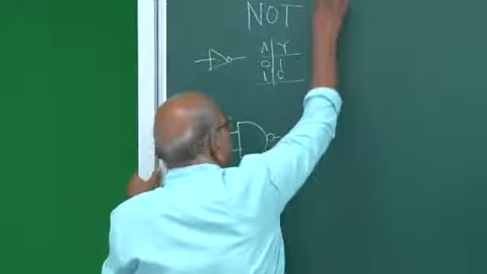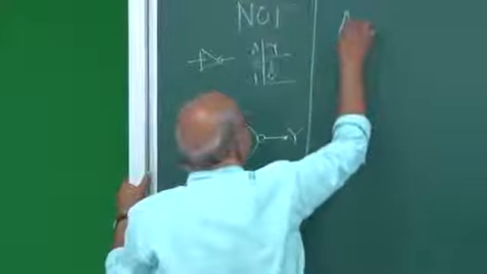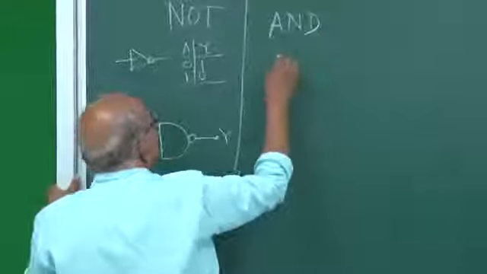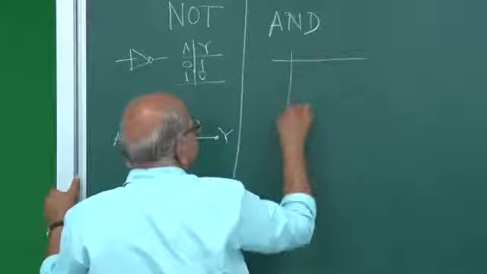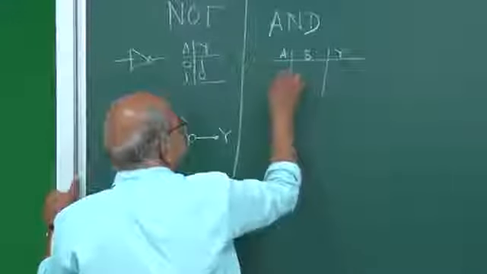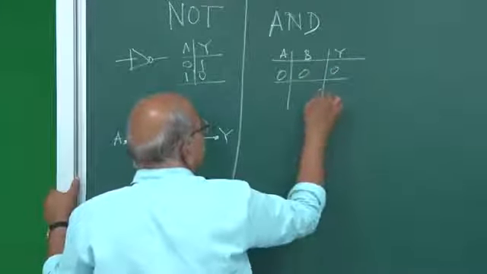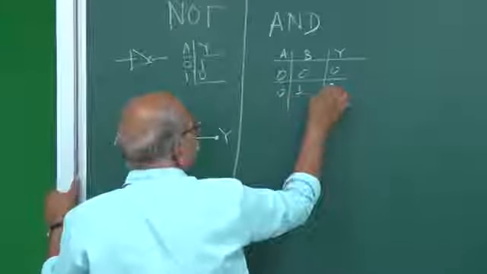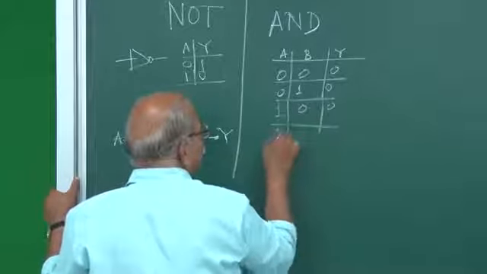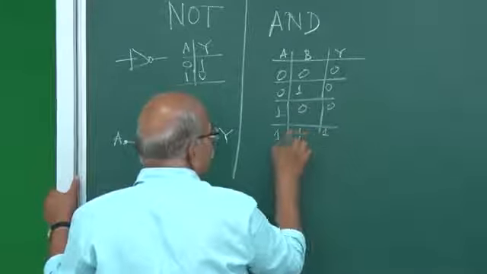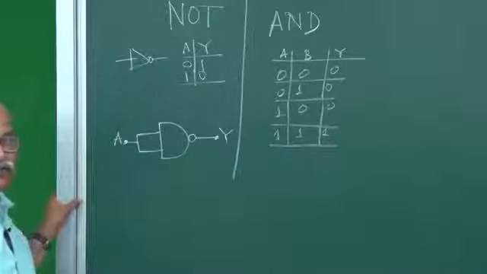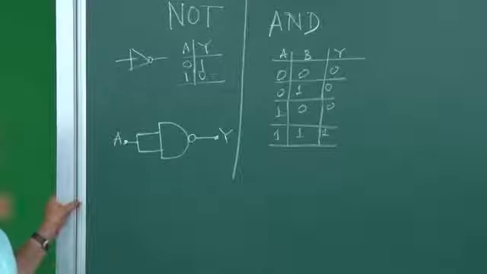How do I get the AND gate? For the AND gate, the truth table is A, B and Y, like that. So 0 0 should be 0, then 0 1 should be 0, 1 0 should be 0, and 1 1 should be 1. So this is what I need. For this, 2 NAND gates are needed.